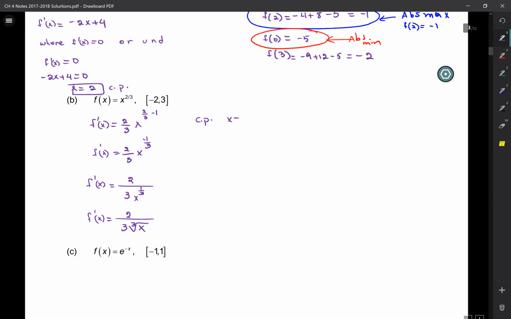Why wouldn't you put the 3 under it? The 3 is a coefficient. It was 2 over 3 times. So the critical point is x equals 0.